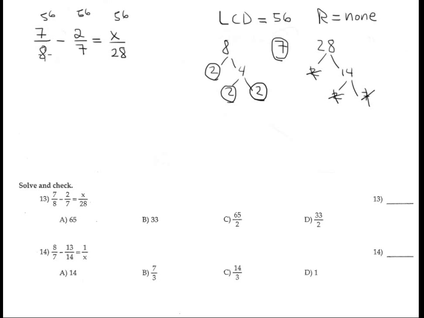So 56 divided by 8 is 7 times 7 is 49, minus 56 divided by 7 is 8 times 2 is 16, and 56 divided by 28 is 2x. And you're subtracting this guy, 33. We go to x divided by 2 because I want to solve for x. X is equal to 33 divided by 2, get the option D.